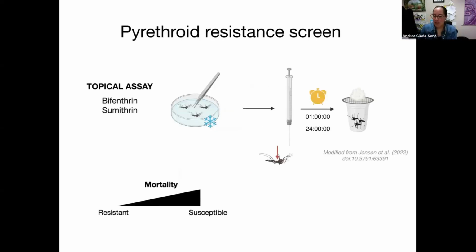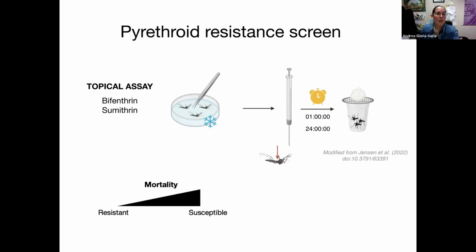Now, in order to determine the insecticide-resistant phenotype of these populations, we decided to use a topical assay. And we did it for both bifenthrin and sumithrin. Today, I'm going to show you the results for bifenthrin. First of all, we decided to do a topical assay as opposed to the CDC bottle bioassay because our ultimate goal is to link the individual phenotype to its genome and a specific genome region. And so this way we can control that all individuals are receiving exactly the same dose of the insecticide, and we can monitor them directly.